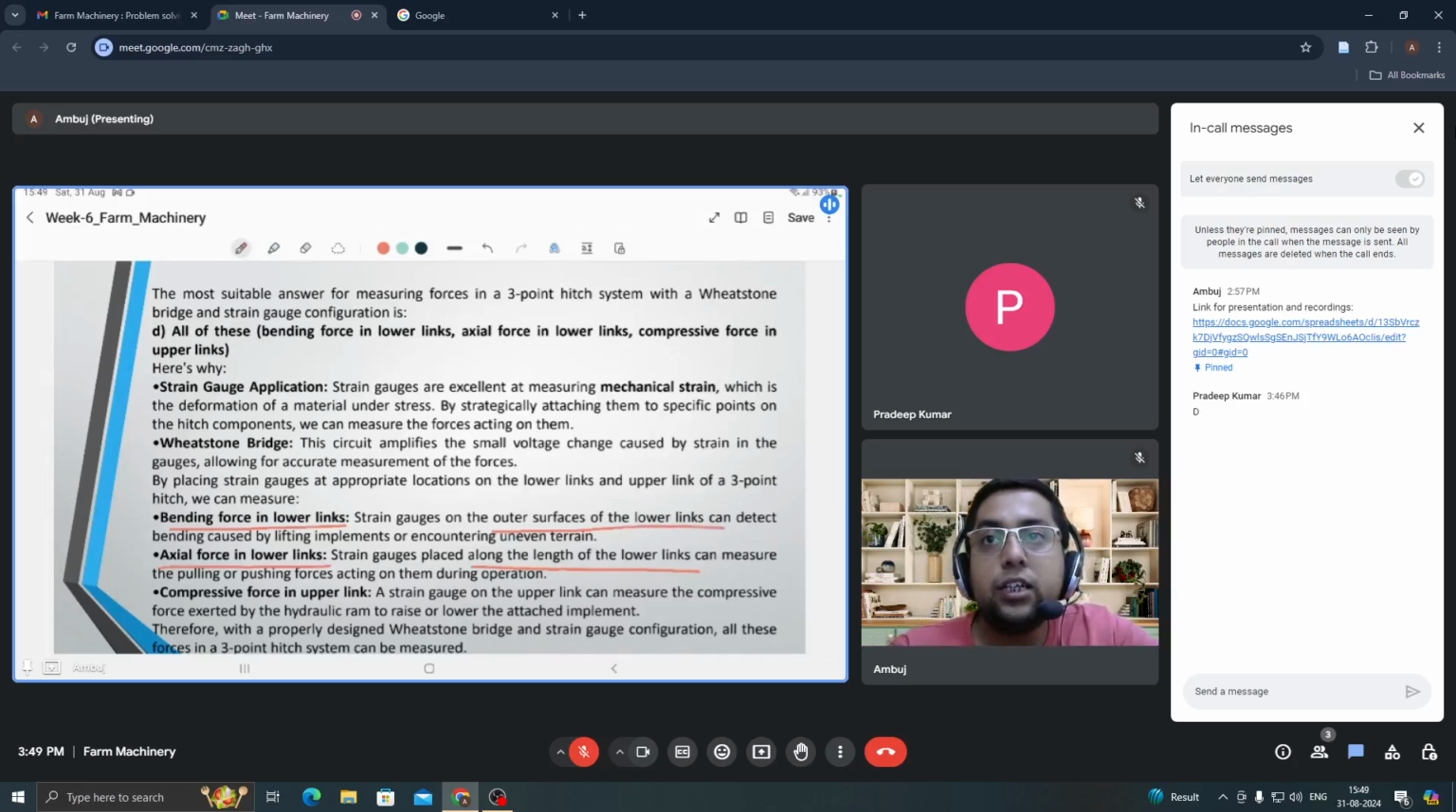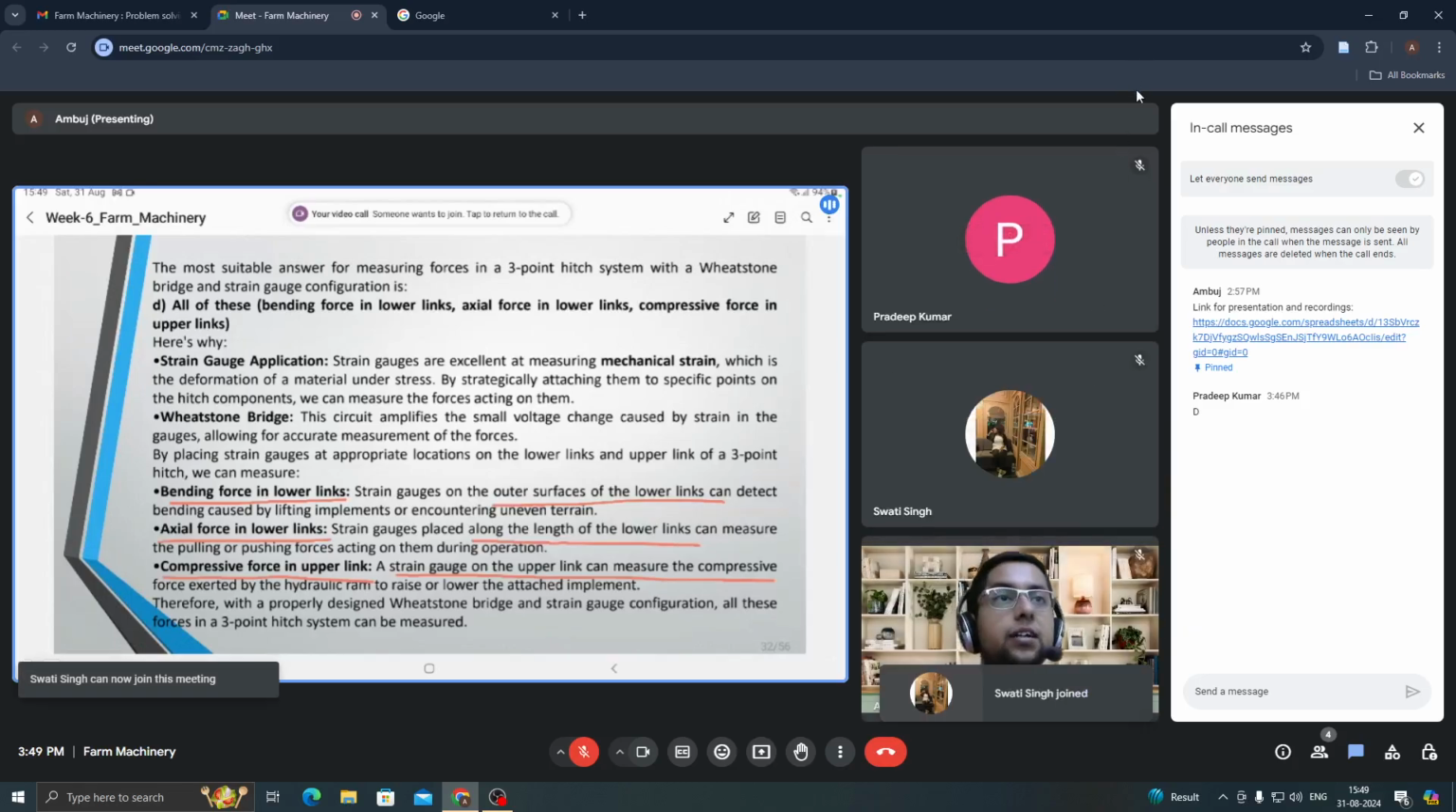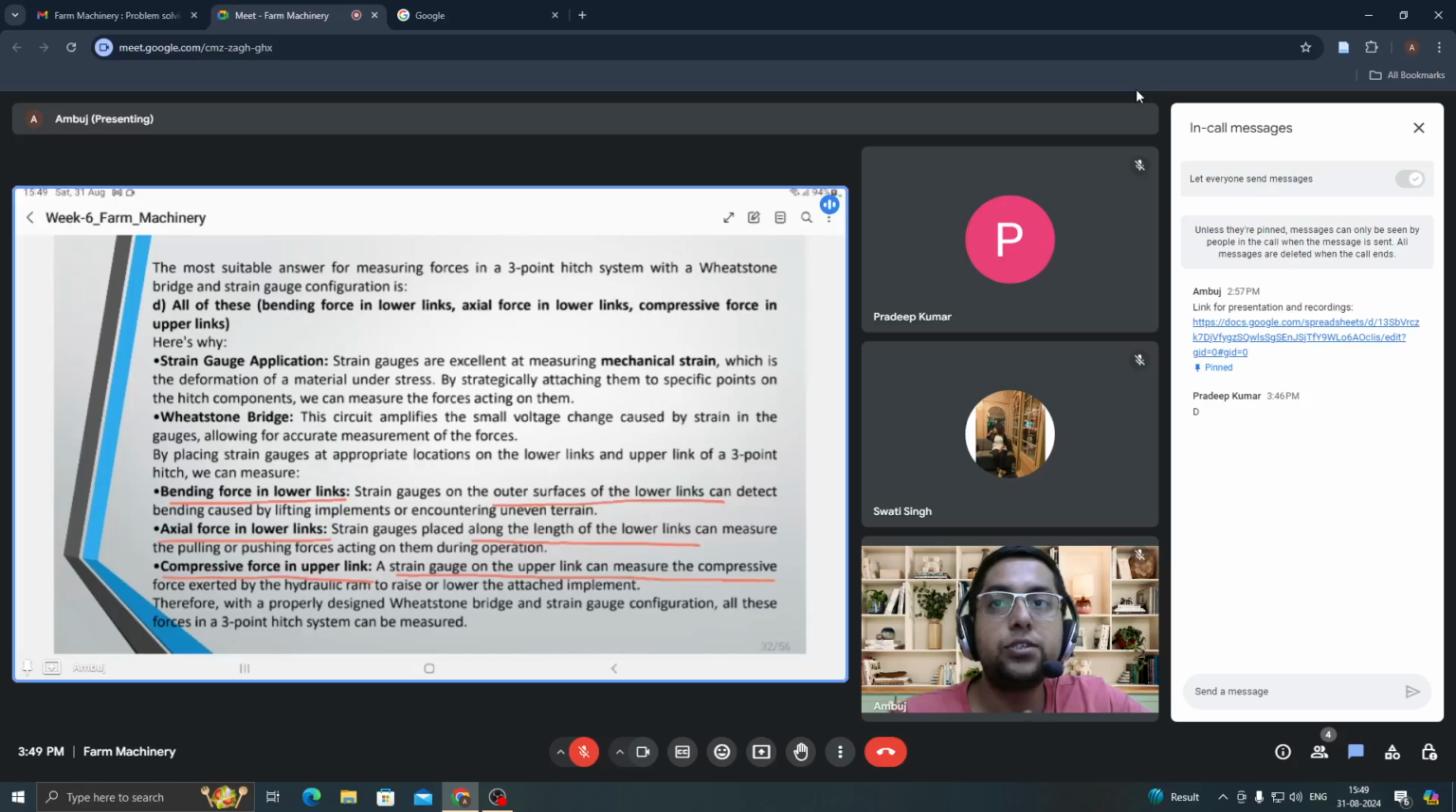Then for measuring the compressive force in the upper link, you attach the strain gauge on the upper link, and you can directly measure the compressive force exerted by the hydraulic ram to raise or lower the attached implement. This is important here. A properly designed Wheatstone bridge strain gauge configuration can measure all the forces which were given here. See for yourself.